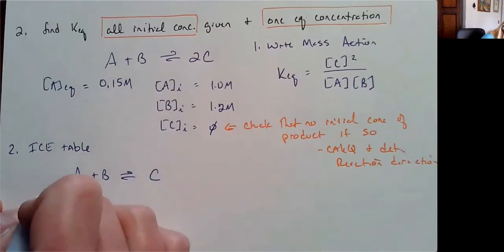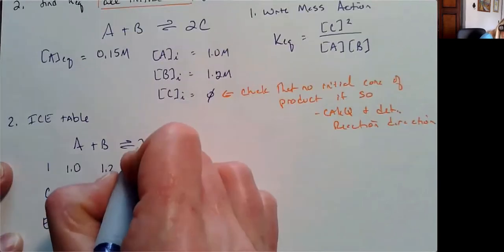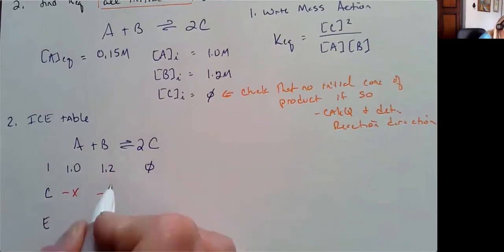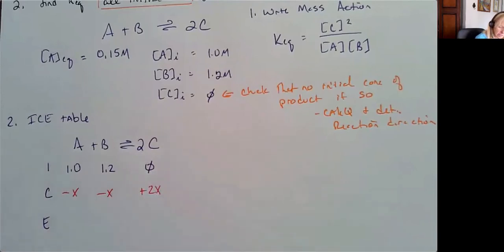My initial concentrations, my change, and my equilibrium. What's changing is this is going to go down by some amount. This is going to go down by the same amount because this is a 1-to-1 ratio, and this is going to go up by 2 times that amount. So now my equilibrium concentrations are going to be 1 minus x, 1.2 minus x, and just 2x. Now I'm going to substitute these back into my mass action.